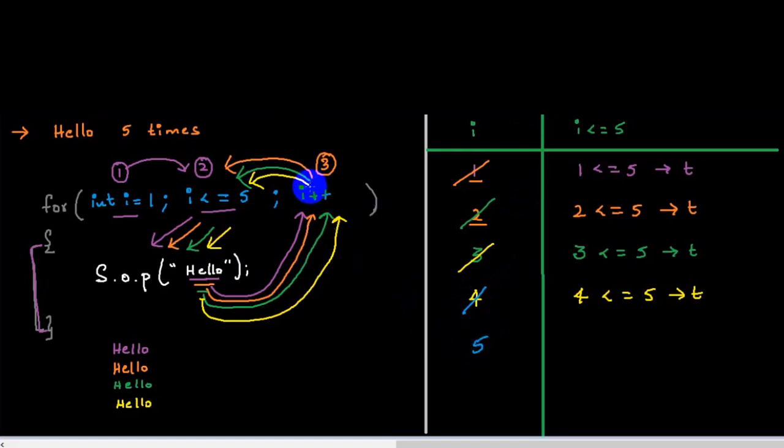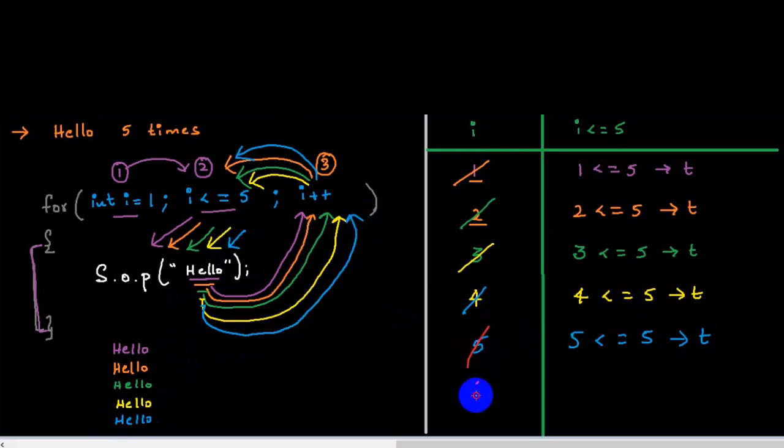And 5 will again get checked. I have to check the condition. Is 5 lesser than or equal to 5? Yes, it's true. Control will come inside. What am I supposed to print? Hello. Hello will get printed and the loop will go back to i++. Now the i value will get incremented to 6.